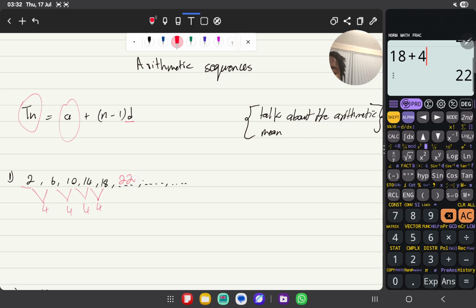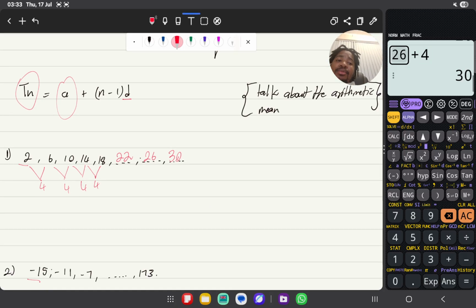So here it is 22. You add another 4, you have 26. You add another 4, which is 30. And so right there you have your next three numbers in this sequence.